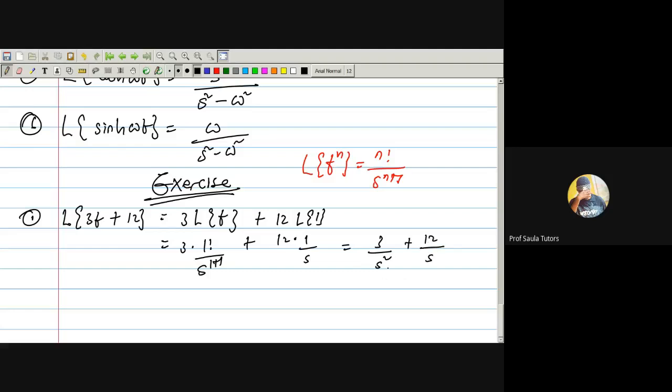Then if you like, you can turn this to a single fraction. This is (3 plus 12s) over s squared. Yeah, that's our final answer.